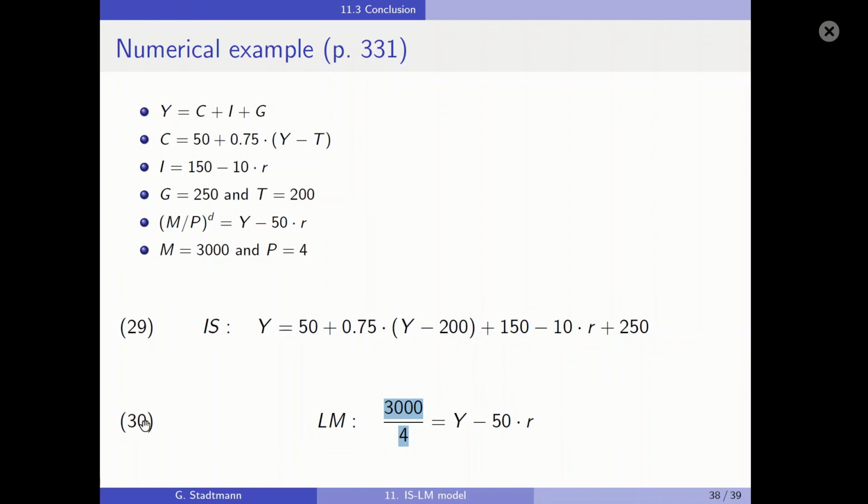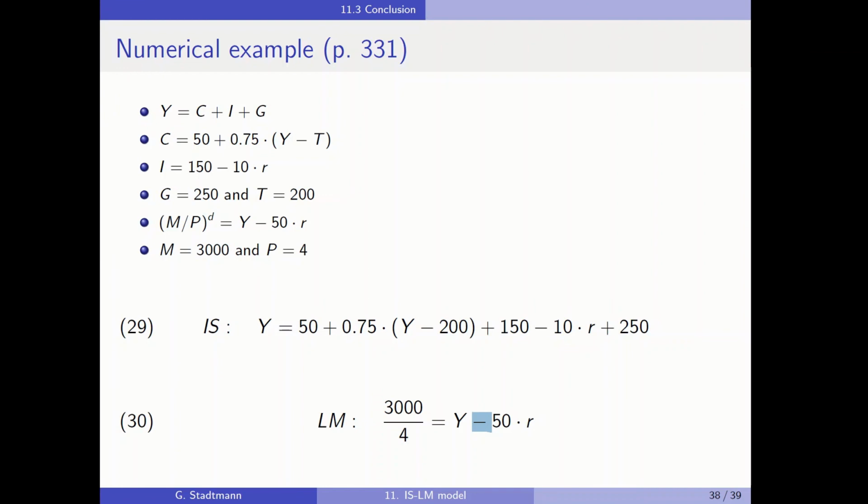So in equation 30, we have on the left-hand side real money supply, the nominal money supply divided by the price level. And on the right-hand side, we have liquidity demand. There we have the real demand balances for money, the Y minus 50R. Money demand depends in a positive way on GDP and in a negative way on the interest rate.